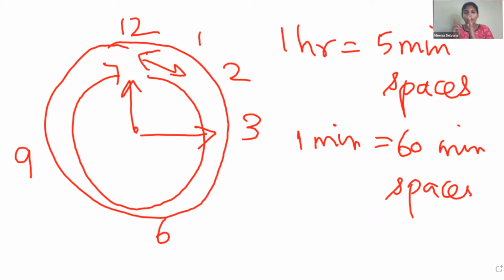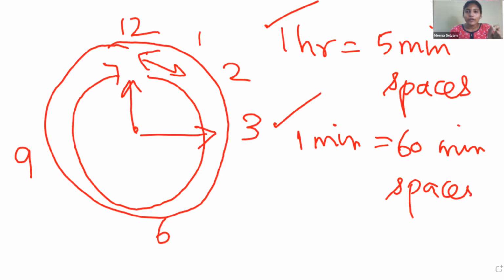That is the thing. For a period of 1 hour, the hour hand travels only 5 divisions, and the minute hand will travel 60 divisions, a complete circle. Instead of divisions, I'm using the word minute spaces, because each division is 1 minute. This is very, very important and can be used in your sums. Always remember that for a period of 1 hour, the hour hand moves 5 minute spaces and the minute hand moves 60 minute spaces.